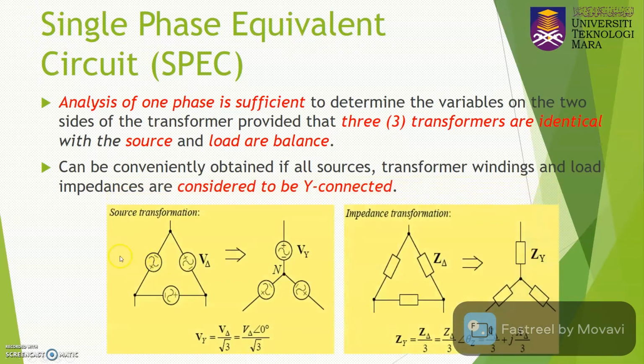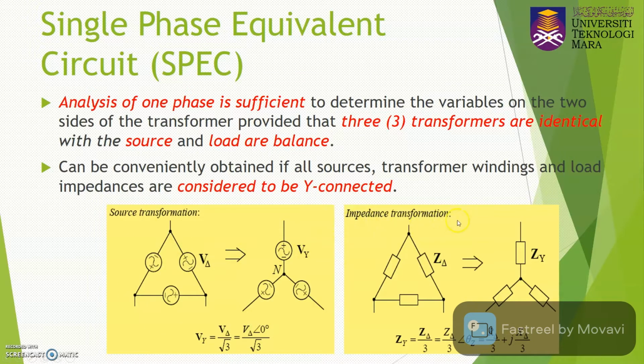Okay, so this is how you do the source transformation from delta to Y connected. For example, you have a combination of delta Y. At the primary side where you have a delta connection, you need to transform the source to the Y connection first. So the value of voltage for your Y configuration, V_Y, will be equal to V phase of the delta divided by square root 3. This is how you do the source transformation from delta to Y.